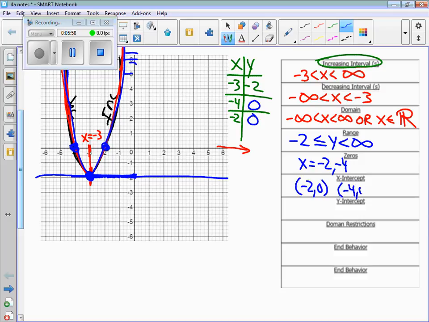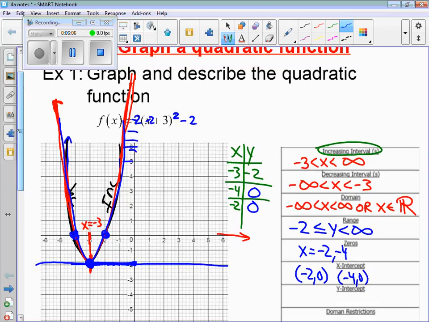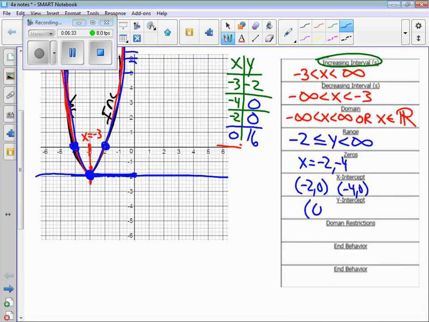The y-intercept. Where's the y-intercept? Well, my graph doesn't show it. But how can we find the y-intercept? You can always just substitute in 0 for x. If you substitute in 0 for x, you should be able to find the y. So if we substitute in 0, 0 plus 3 is 3. 3 squared is 9, times 2 is 18, minus 2 is 16. So 0, 16 is your y-intercept.